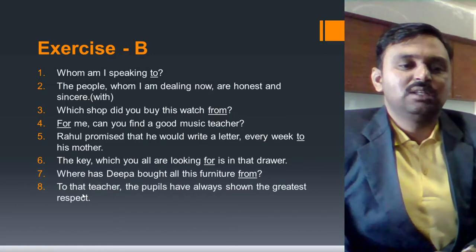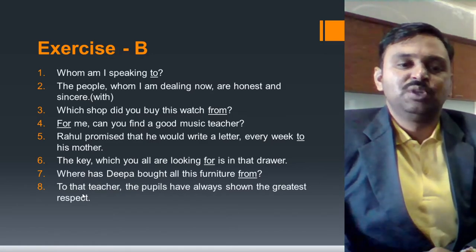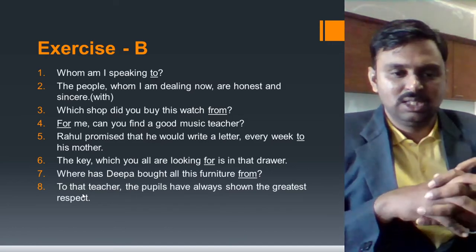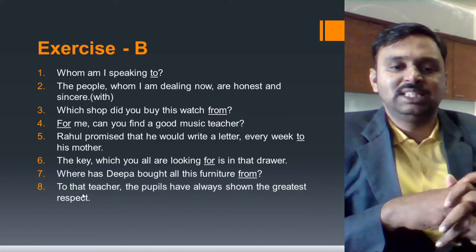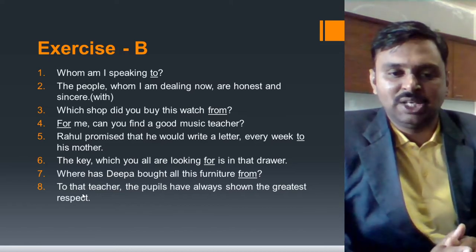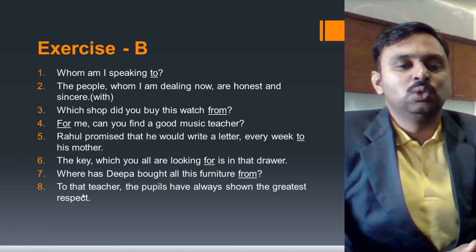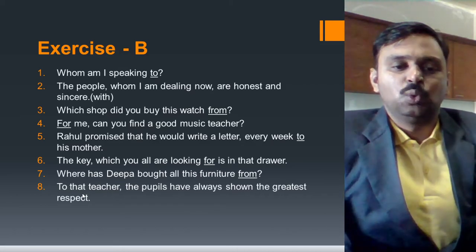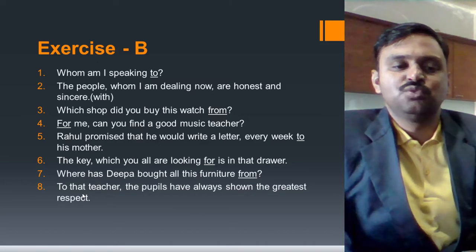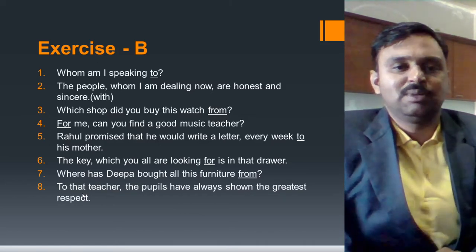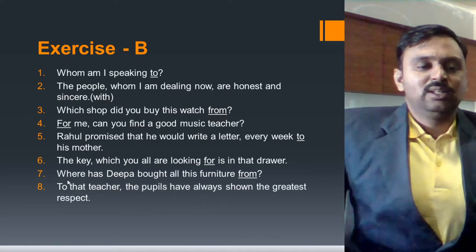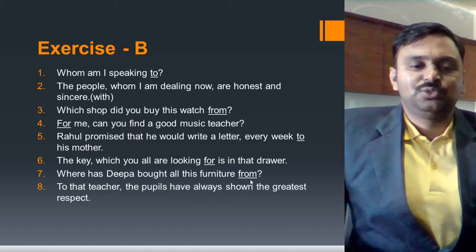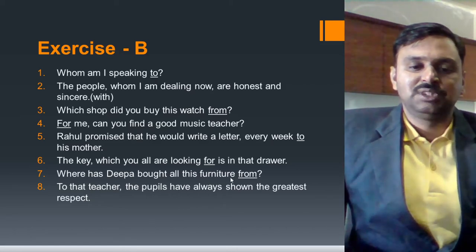Alright. Then number 6th example you have, the key which you all are looking for is in that drawer. So here for is the word I have changed, in the center again. I have changed the place of the preposition for. The same way you can do it. The key which you all are looking for is in that drawer. Okay. Number 7th example you can see. Where has Deepa bought all this furniture from? So it was a question mark. Don't forget to give that. Alright. And when we change this sentence, the question must not be changed. So the preposition from I have taken from the beginning and I have set it last here.